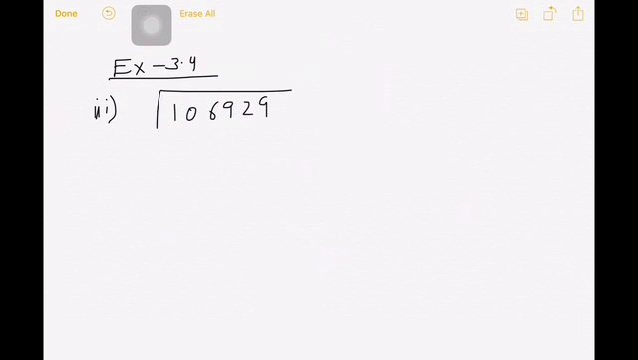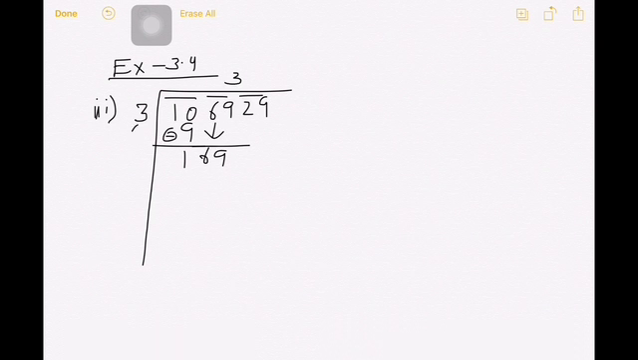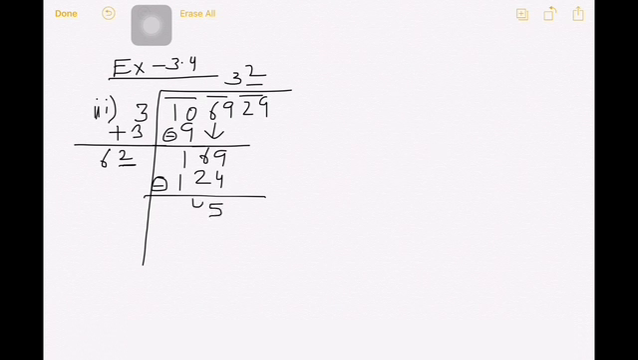Next is 106929. You have to find its square root. So again, pair, pair and pair. Now which square number is less than 10? 3 threes are 9. Subtract it, you will get 1. The next pair will come down, 69. Add 3 to it, so you will get 3 plus 3, 6. So which number should you take here? 62. 2 twos are 4 and 6 twos are 12. Subtract it, so it will be 54.